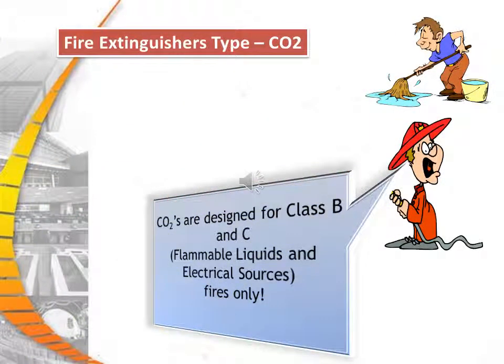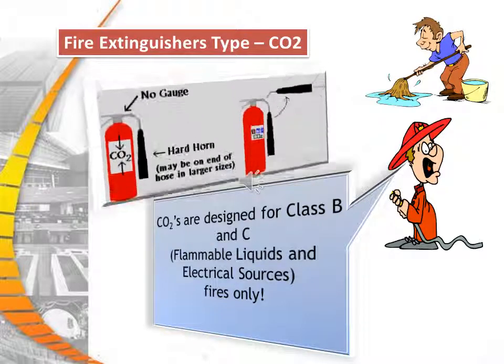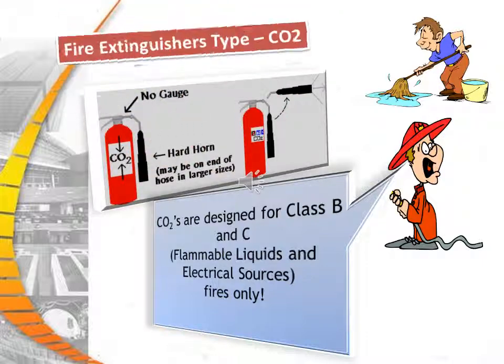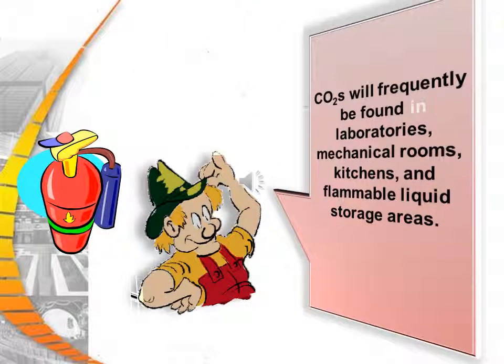CO2 extinguishers have no gauge, a hard horn, and are designed for Class B and C, flammable liquids or electrical fires only. CO2s are frequently found in laboratories, mechanical rooms, kitchens, and flammable liquid storage areas.